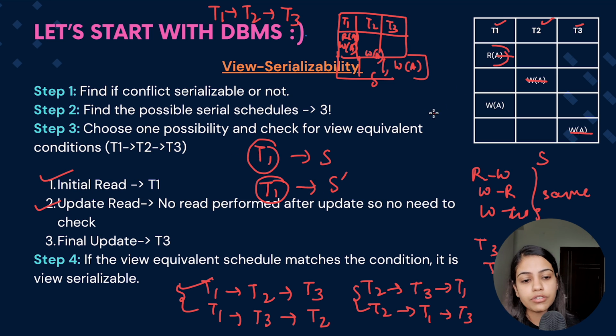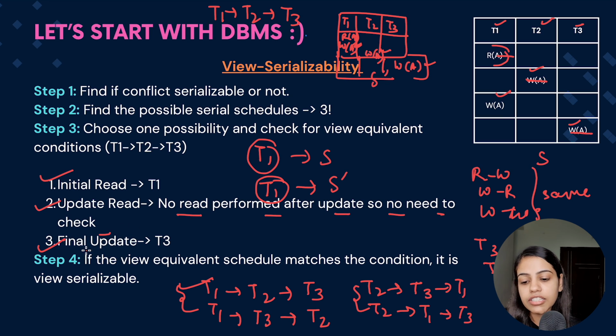Coming to update read, let's see that wherever the value of A is getting updated, who is reading the value of A next. Here you can see that the value of A is getting updated, but there are no reads present after that. And here also the value of A is getting updated in transaction T1, then T2, then T3, but there is no read of A happening. Since there is no read performed after the update, no need to check for the update read.